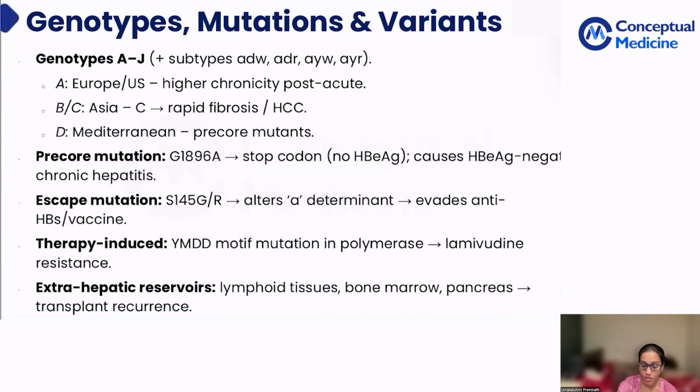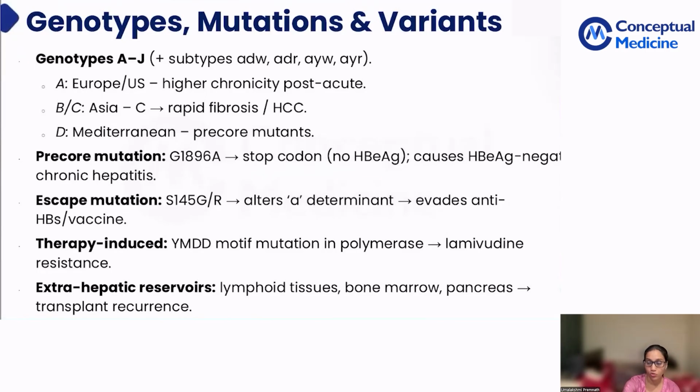So you have various genotypes, A to J. You have many subtypes also: adw, adr, ayw, ayr. These are various subtypes. But why is it important to know the genotypes? Some of the genotypes respond well. Earlier, before nucleotide analogs were used for treatment of chronic hepatitis B, interferons were used. Some of the genotypes respond well to interferons.